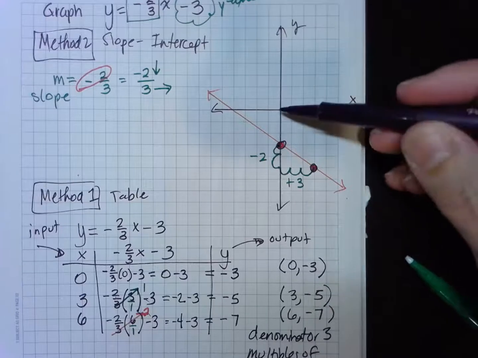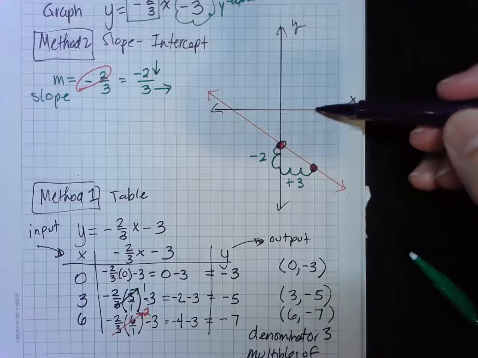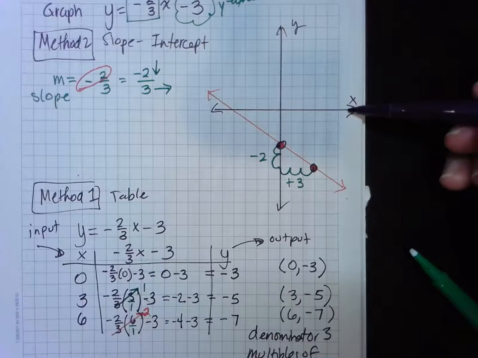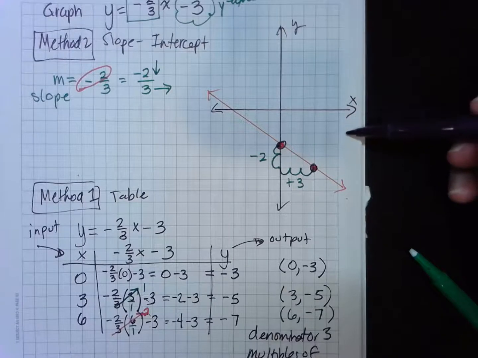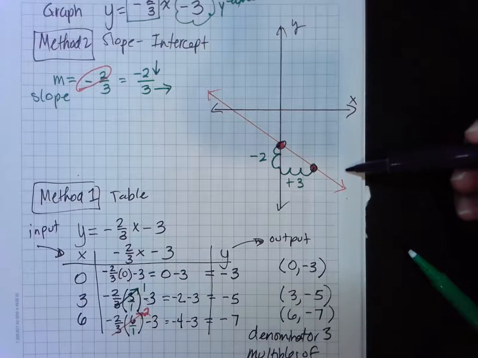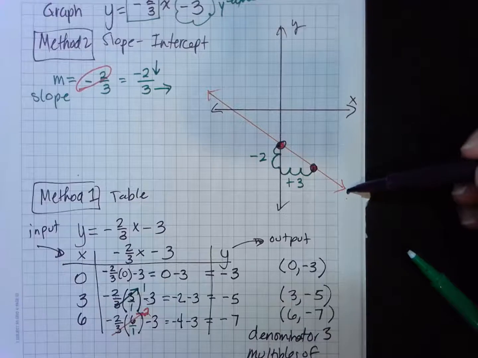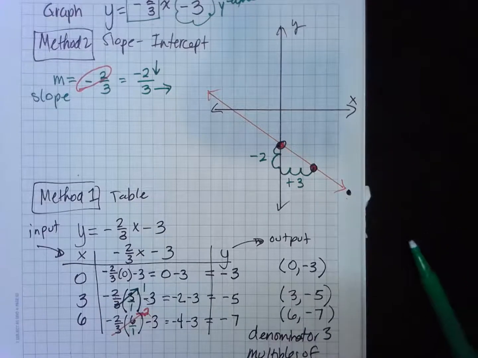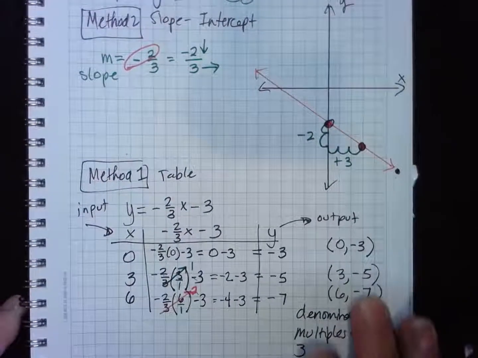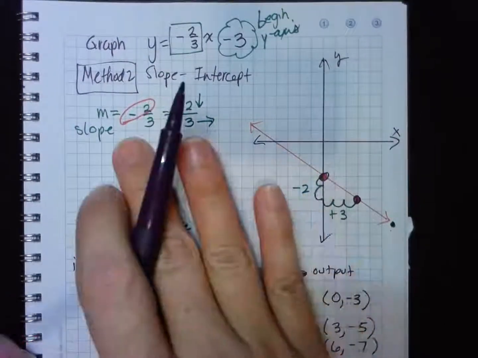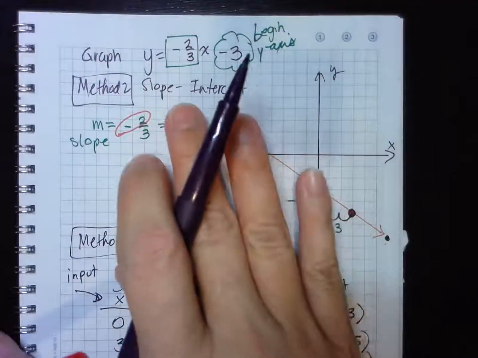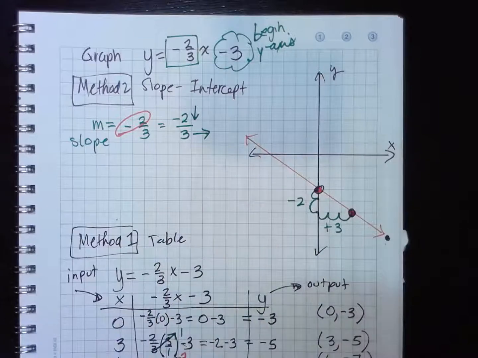Is (6, -7) on the graph? So 1, 2, 3, 4, 5. I'm going to have to estimate 6 and then down 7. 1, 2, 3, 4, 5, 6, 7. It will fall on that line. So now all of my points worked from the table, and I also graphed it using slope and the intercept.